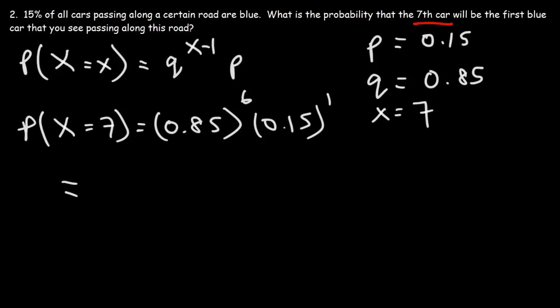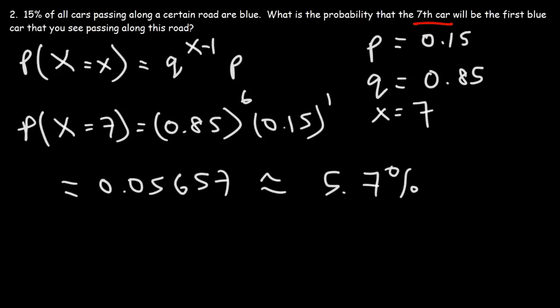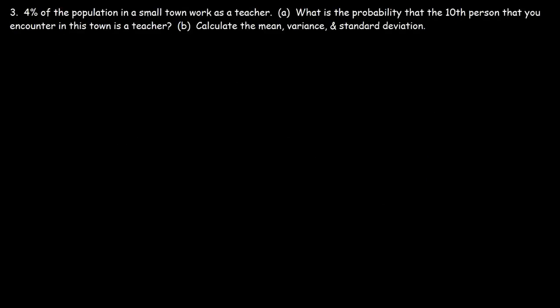And this is equal to 0.05657. So there's approximately a 5.7% chance of seeing a blue car as the 7th vehicle. Number 3.